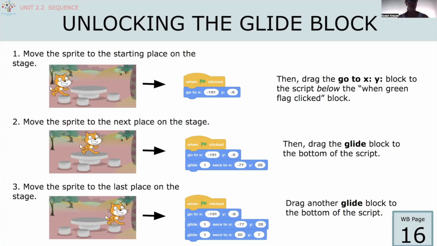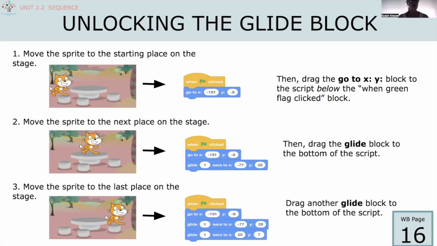Now, we want to move the sprite from the top of the table down to the other chair. Again, first we move the sprite to the next position, to the chair on the right side of the table. Then we drag another glide seconds to XY block to the bottom of the script. And again, the X and Y position is already added to the block because we've placed the sprite where we want it to be when it glides to.